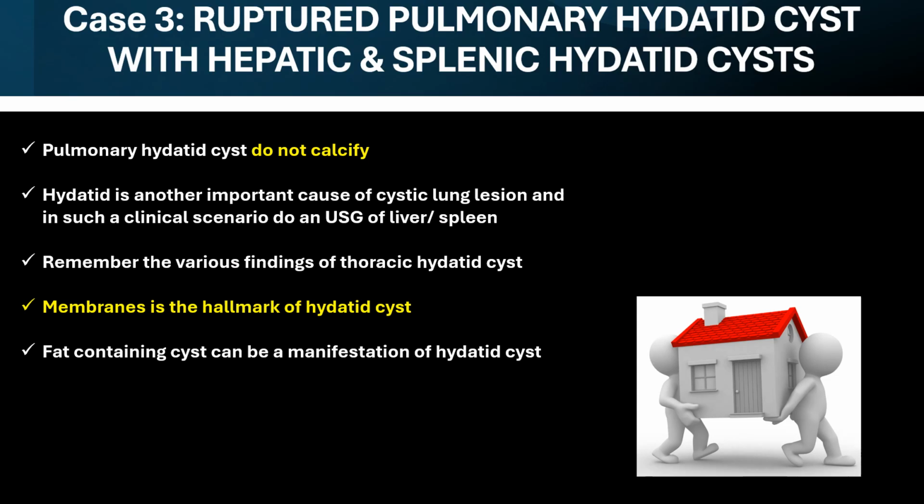Coming to the summary of the third case, it was a case of ruptured pulmonary hydatid cyst with hepatic and splenic hydatid cyst. So basically a multi-system hydatid cyst with ruptured pulmonary hydatid cyst. Take home message in it. Yeah, one of the important things is the pulmonary hydatid cysts do not calcify.